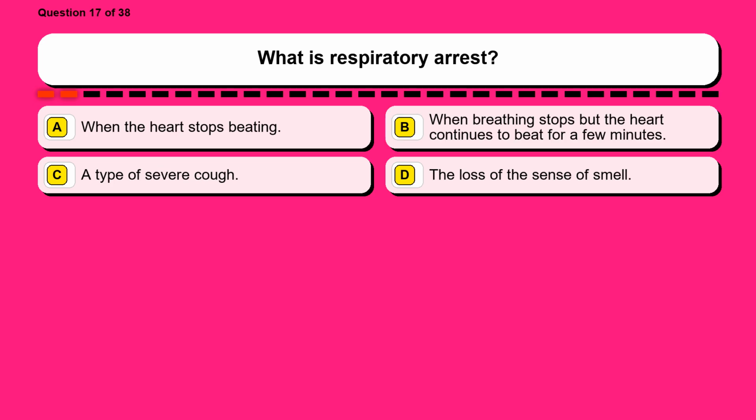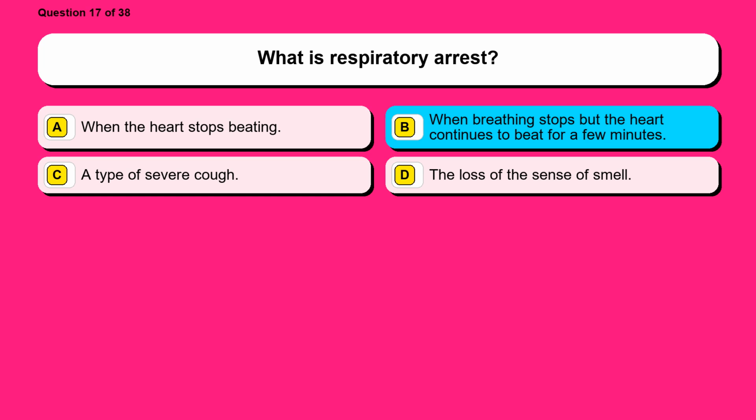Question 17. What is respiratory arrest? Option A. When the heart stops beating. Option B. When breathing stops but the heart continues to beat for a few minutes. Option C. A type of severe cough. Option D. The loss of the sense of smell.